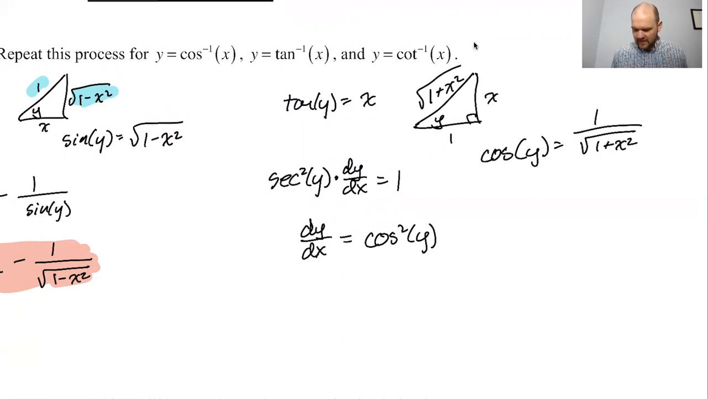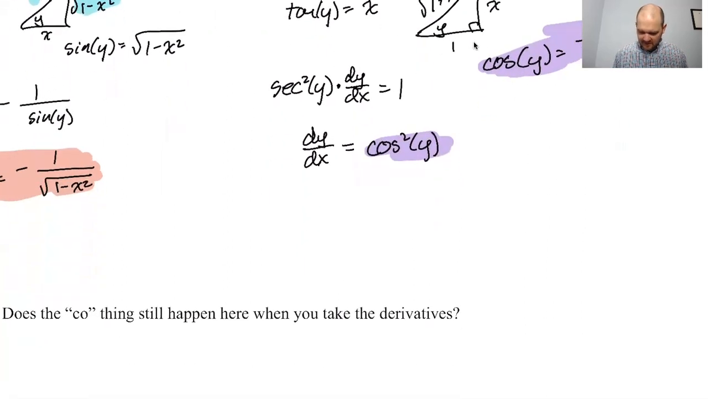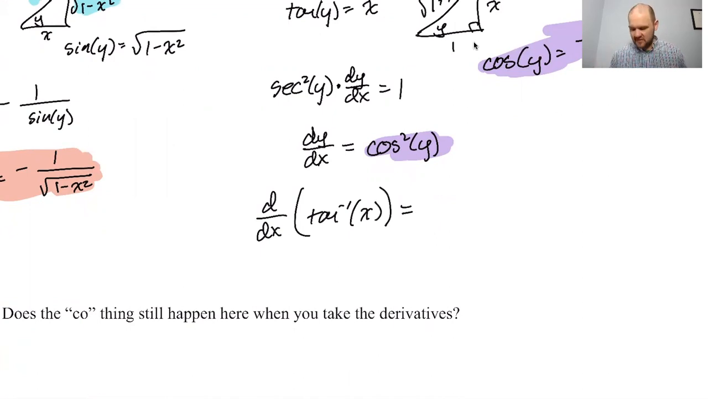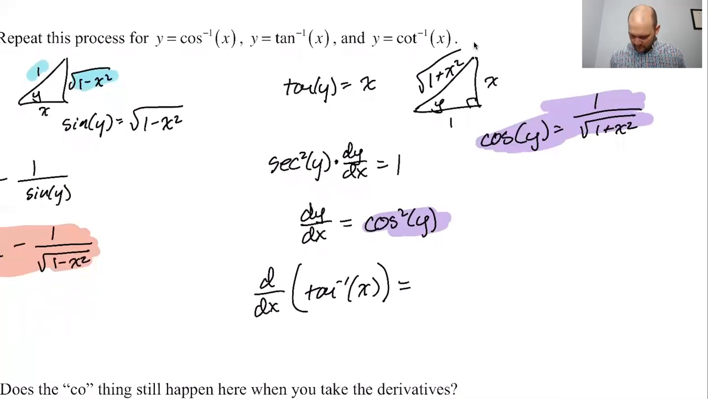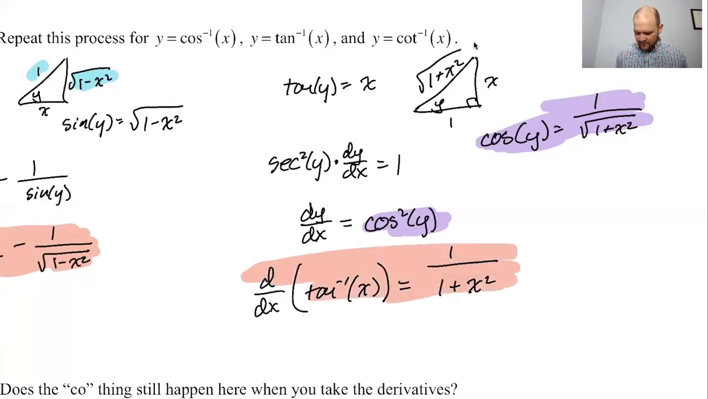Okay, how does that help us? Well, we have the cosine of y is this, and we're dealing with this. So we can say that the derivative d/dx of arctan of x is, in terms of x, 1 over 1 plus x squared. This is my favorite one. It's my favorite one because this one comes up everywhere. There's no excuses. You got to know this one, forward and backward.